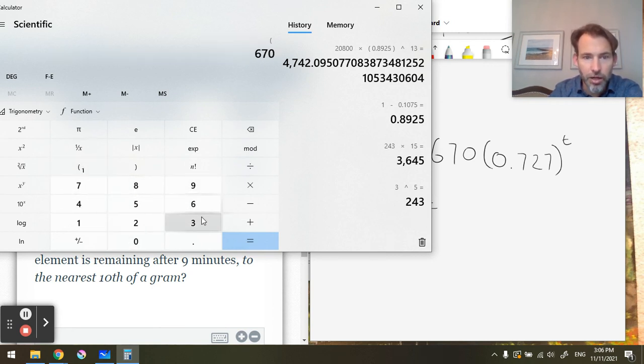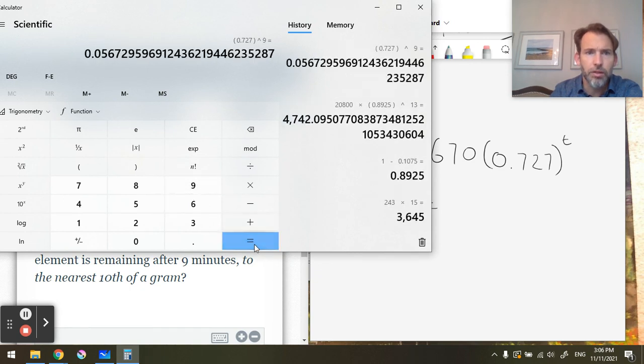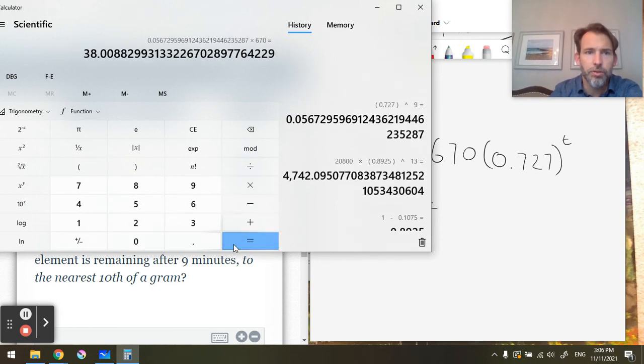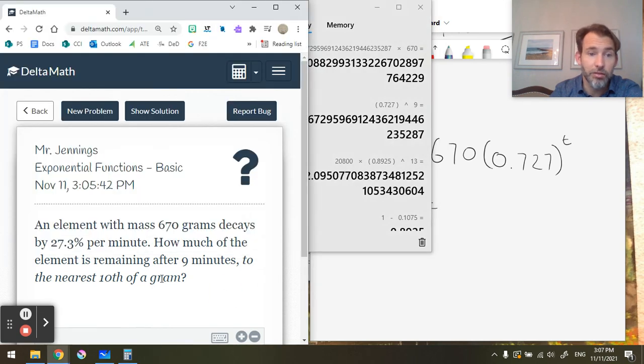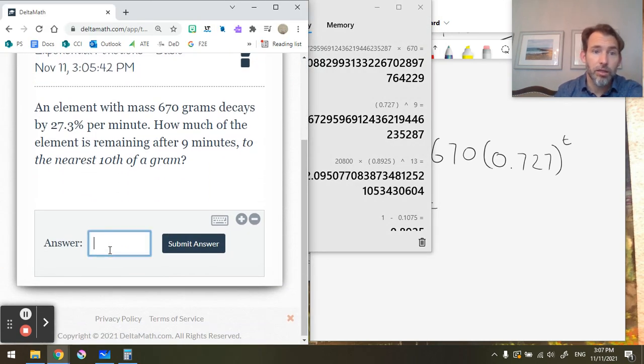670 times... I did not check my mental math on this number. I'm pretty confident, so I'm opening myself up to making a mistake here. Raised to the power 9. Times, somehow I lost 670. Equals 38.00. I'm going to try 38. Sounds about right. Actually sounds like too much.